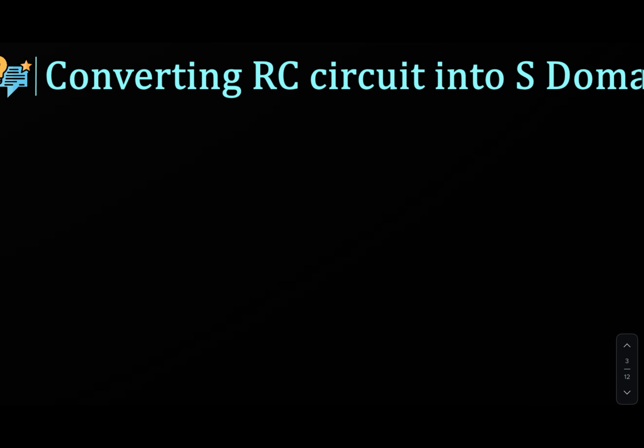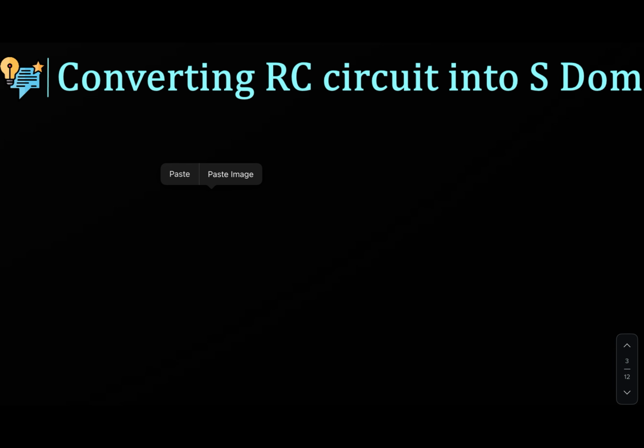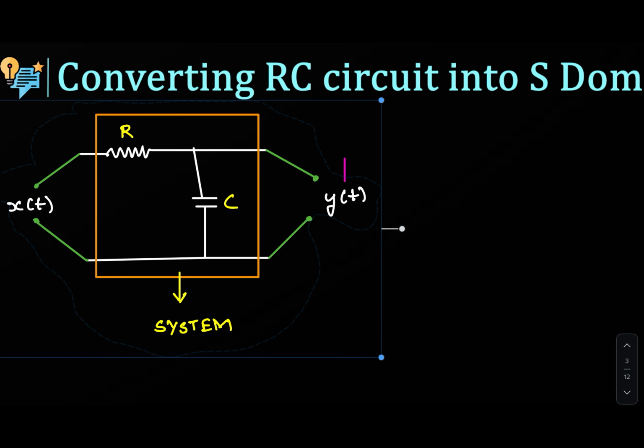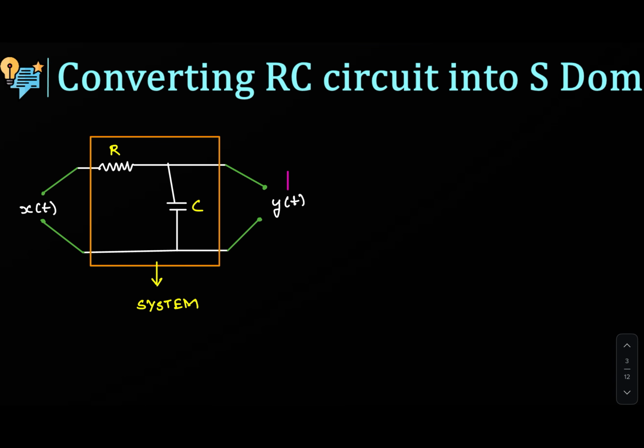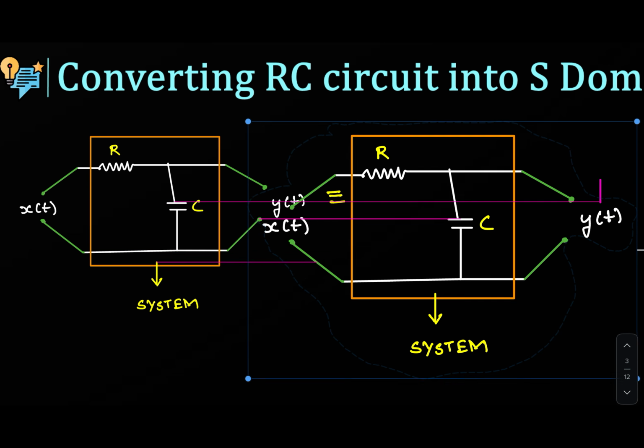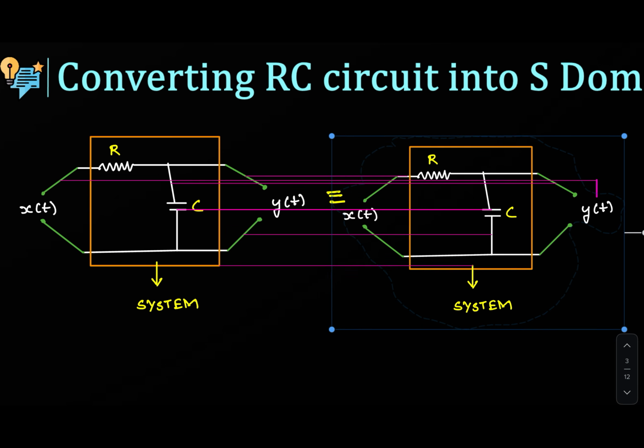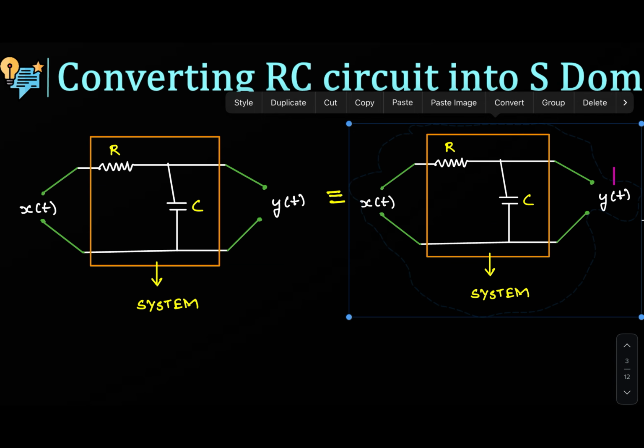Now we will convert this RC circuit into the S domain. We've learned about the time domain and the S domain. Now we will convert this into an S domain signal. So we will convert a time domain signal into an S domain signal. That is what we will do in control systems. Now I will paste the circuit as it is.